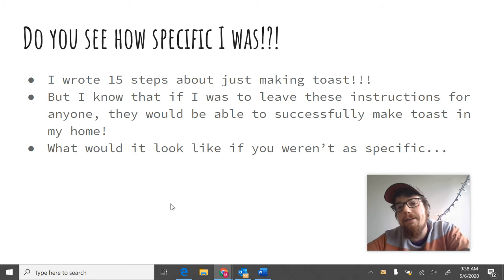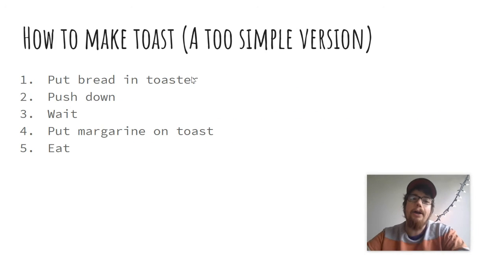What would it look like if you weren't as specific? So if I had just decided to only do 5 steps, I didn't do complete sentences, I didn't explain everything well, what would it look like? Well, let's see. How to make toast, a simple version. So step 1, put bread in toaster. 2, push down. 3, wait. 4, put margarine on toast. 5, eat.